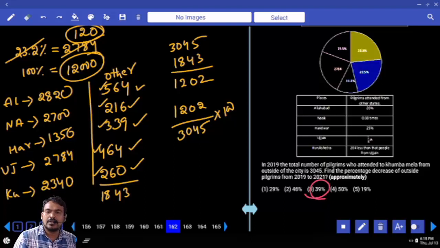What is the 10%? 304.5. 40% means double, again double. It is closer to 40%. What is the answer? 39.